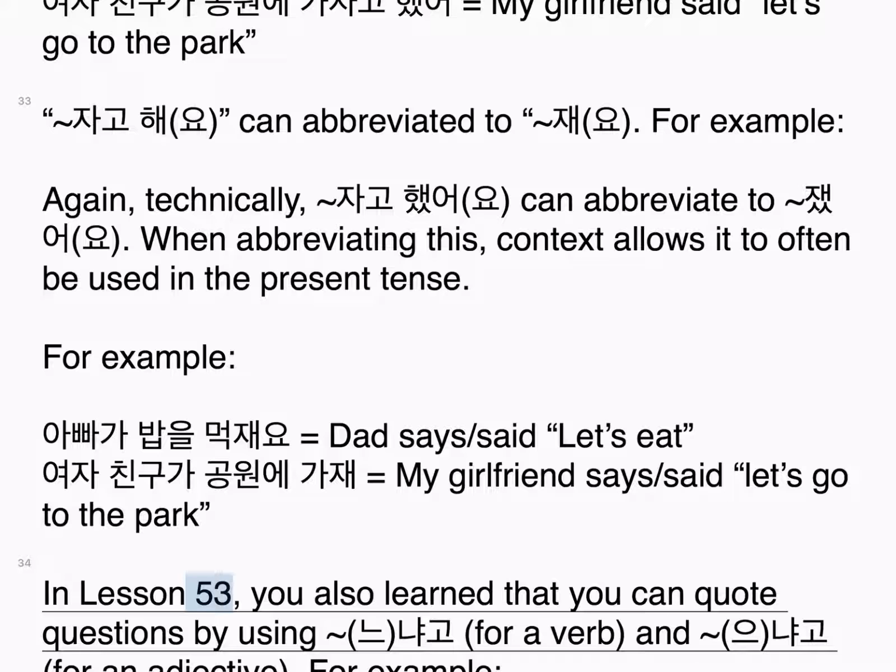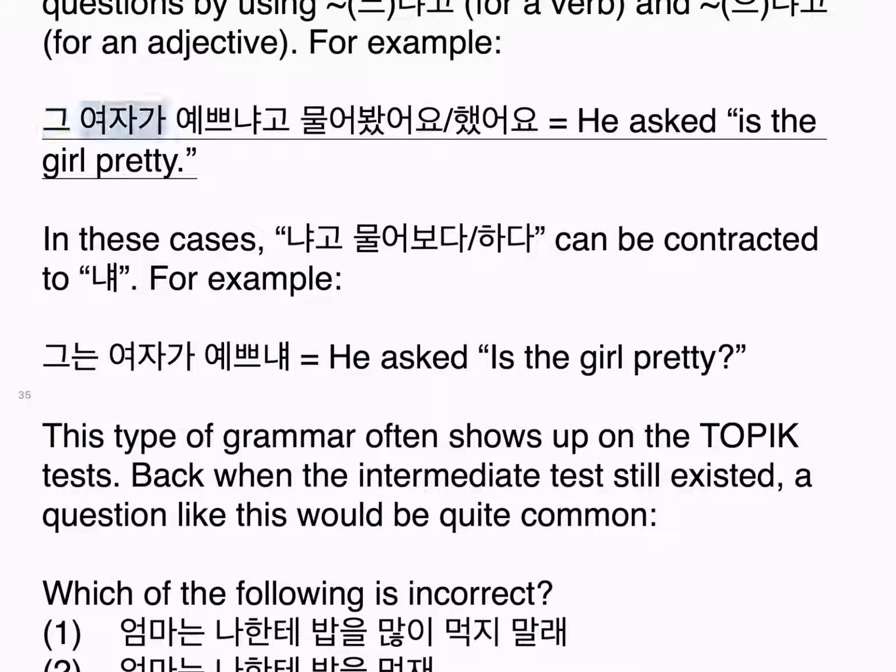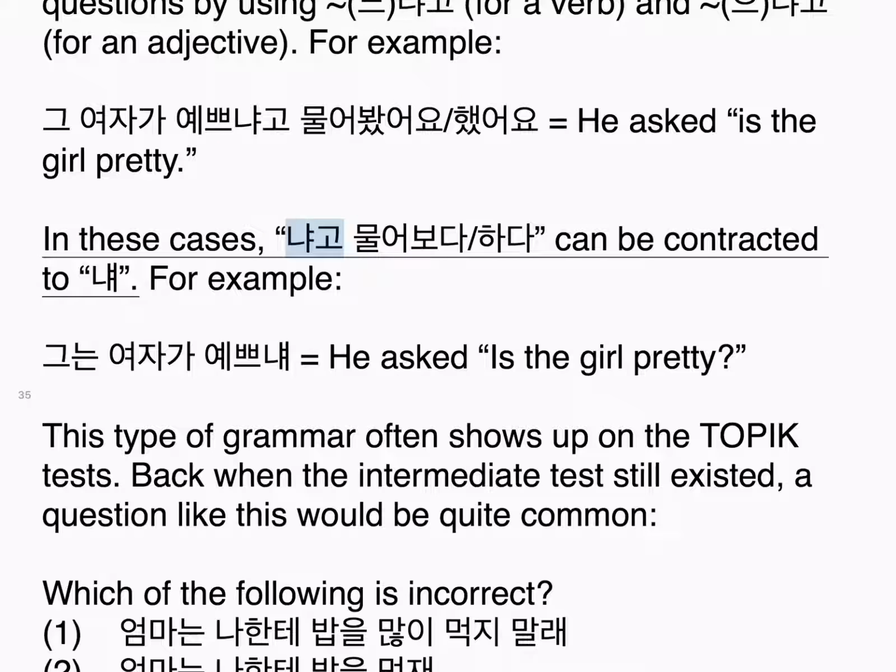In lesson 53, you also learned that you can quote questions by using 느냐고 for a verb and 으냐고 for an adjective. For example, 그 여자가 예쁘냐고 물어봤어요. He asked is the girl pretty. In these cases, 냐고 물어보다 can be contracted to 냬. For example, 그는 여자가 예쁘냬. He asked is the girl pretty.